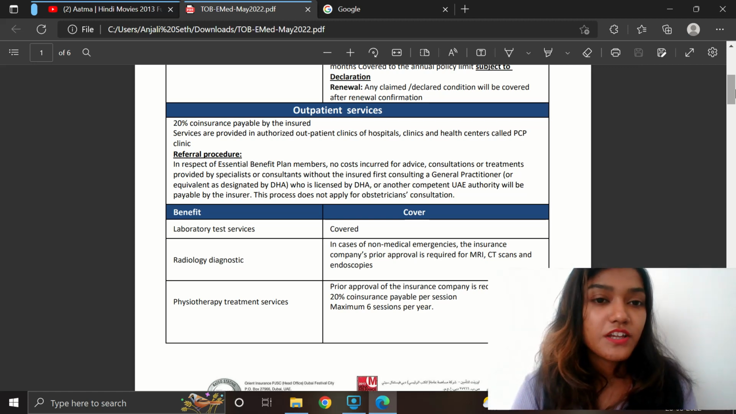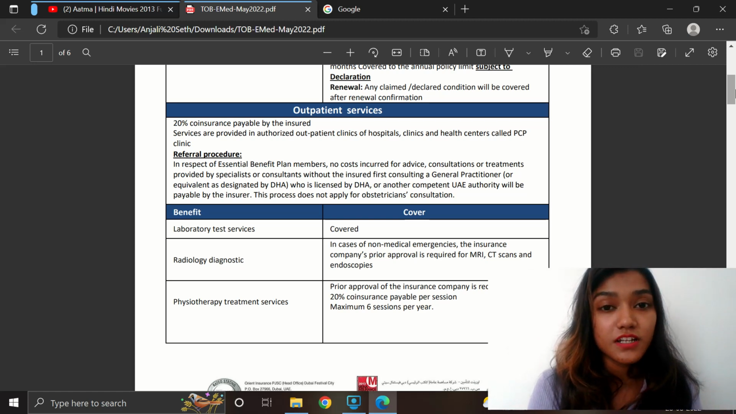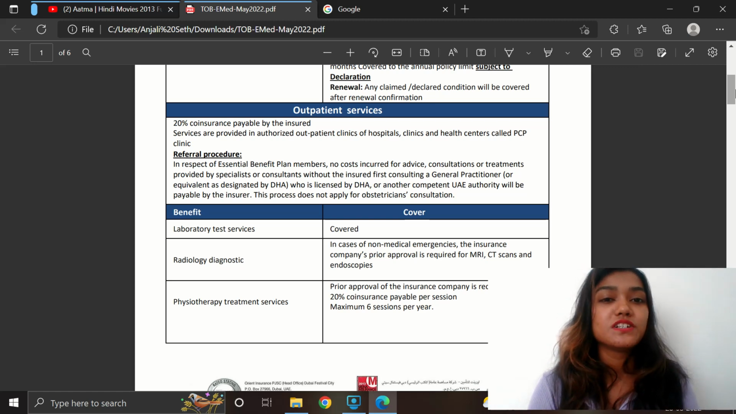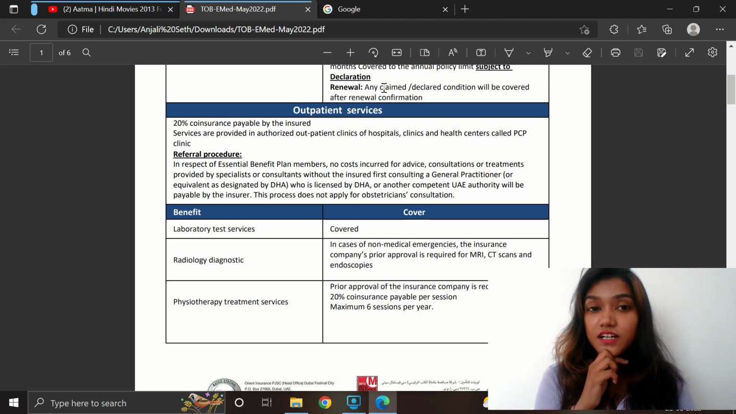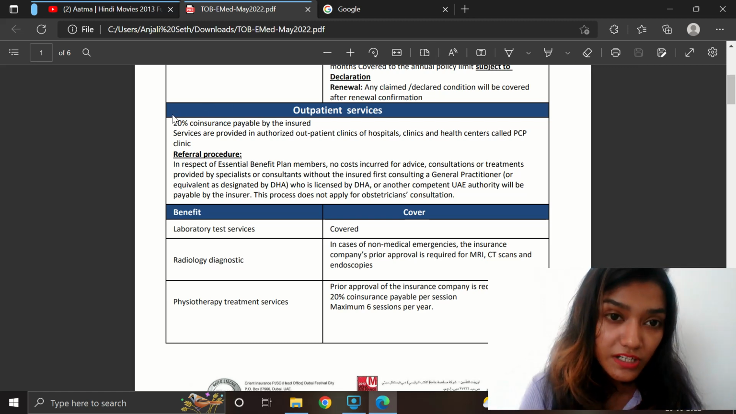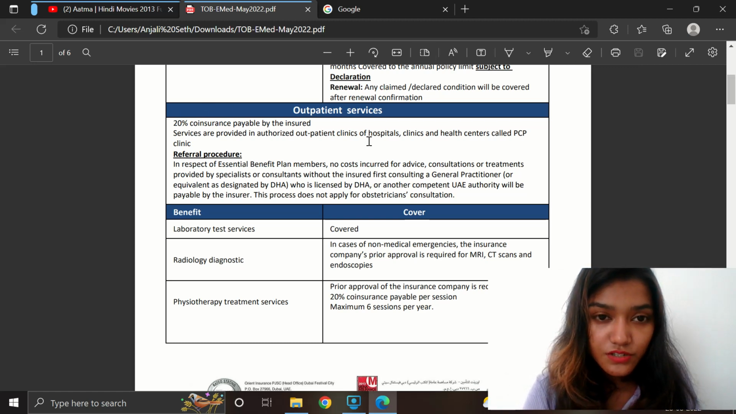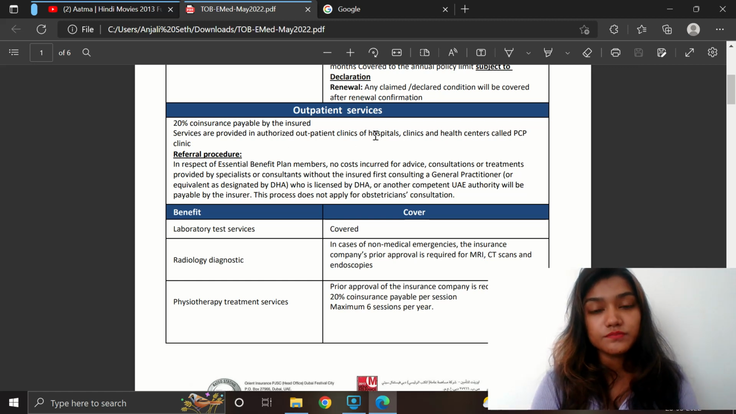So here you have 20%. Now see, here it is written outpatient services. Now what are outpatient services? I already told you. Now what is the coverage in this? So here is 20% co-insurance in case of outpatient for clinics, hospitals. Right, just as I told you, same thing.